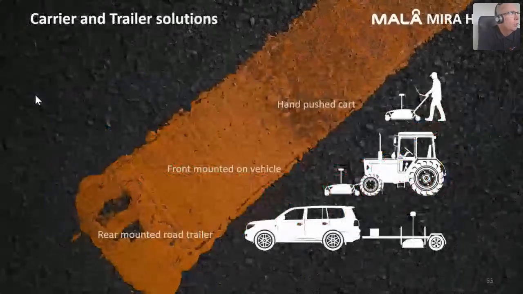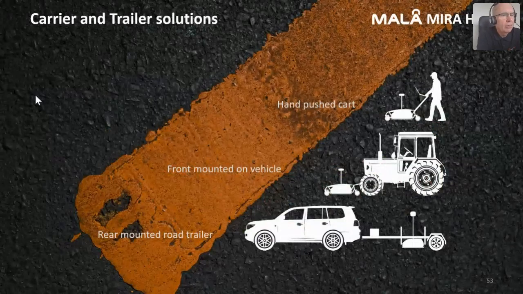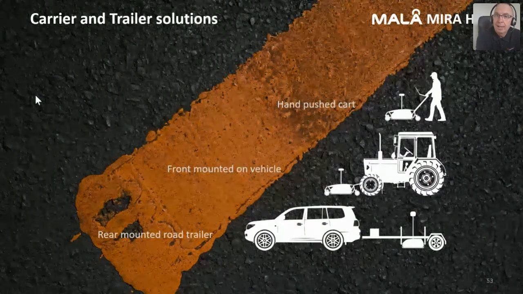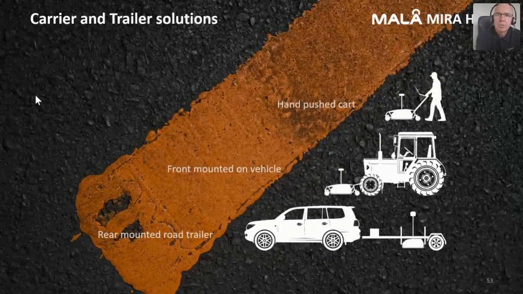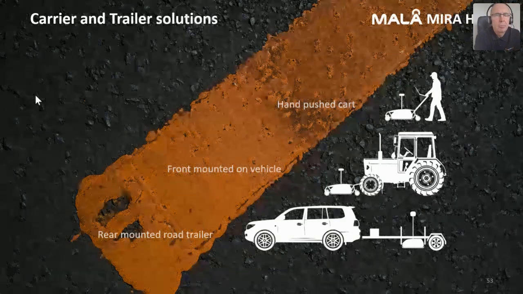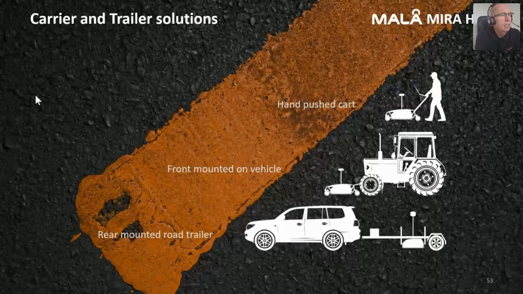Okay, so what do we need then to operate the system? We need a carrier or a trailer solution. Three basic systems that we have. We have the Handcart, a hand-pushed cart system. What I will say on that one though, because of the size of the system, it's really only suitable for hard standing surfaces. So I'm talking about asphalt, tarmac, and or concrete surfaces on that one. You'd find it quite difficult to hand push that over a field, arable field or grassed area, etc.